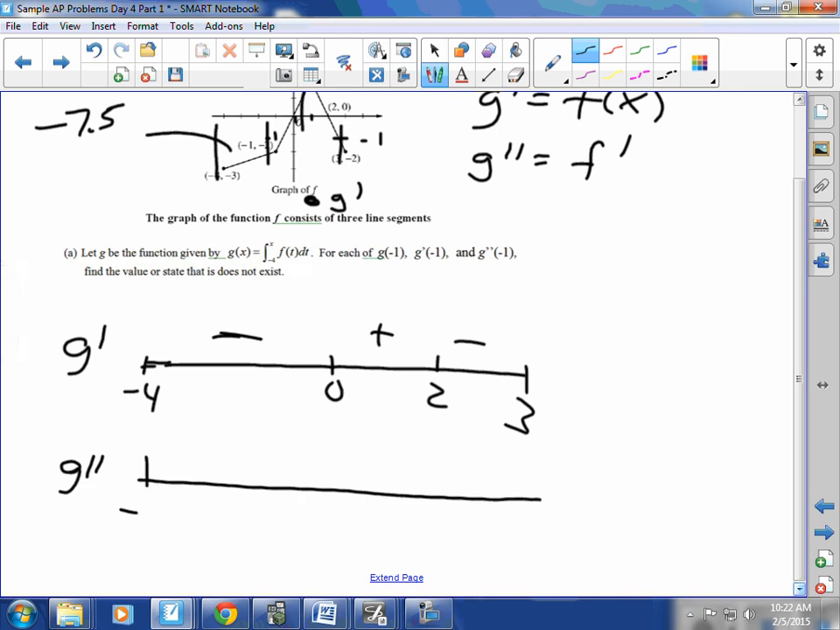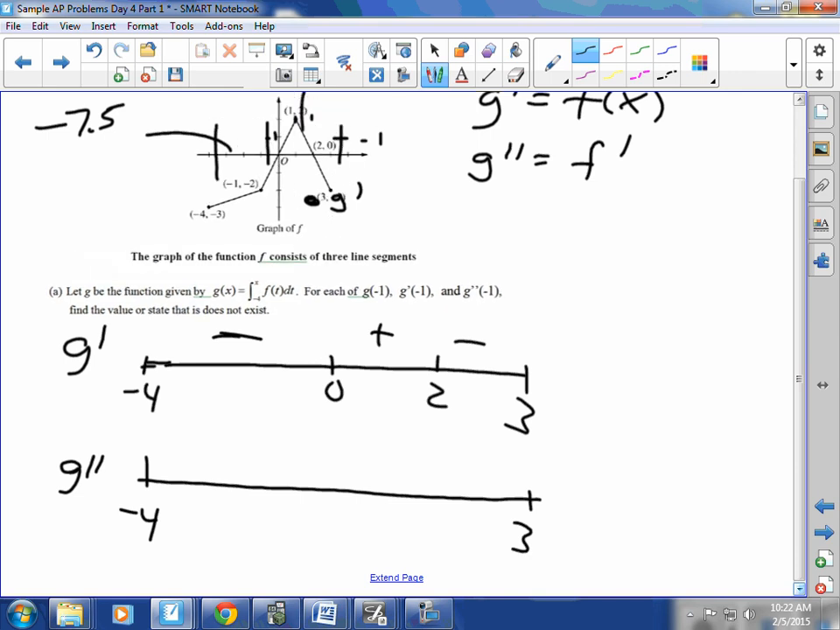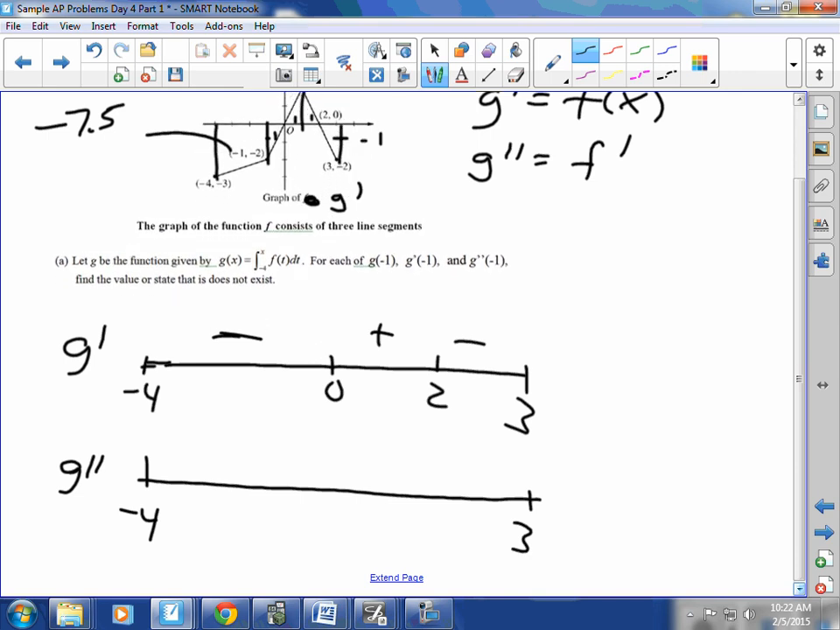And then let's talk about g double prime. Again, the interval is -4 to 3. g double prime is the slope of g prime. So that's going to go positive until you get to 1, and then it goes to negative.